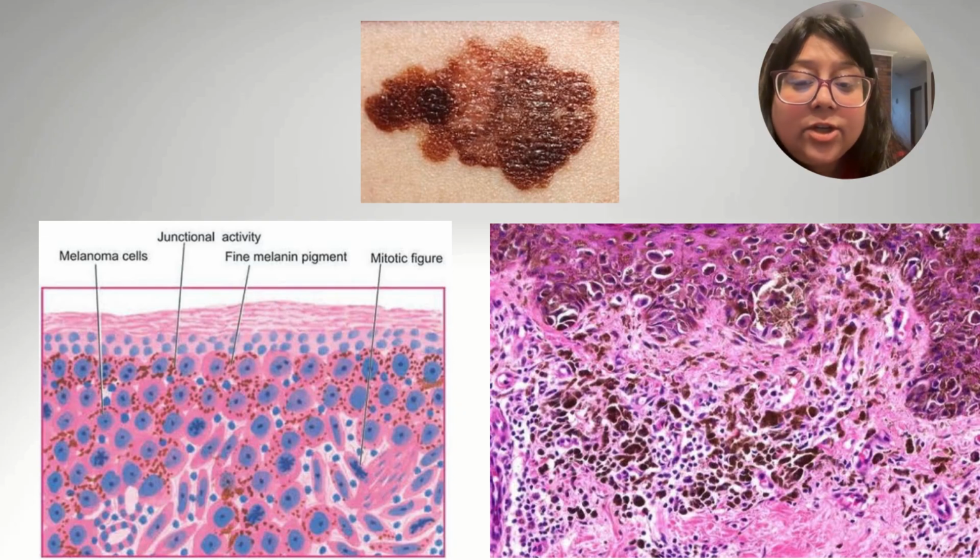Here you can appreciate the gross and macroscopic image of the malignant melanoma. As I have told you while telling you about the ABCDE in the clinical features of malignant melanoma, its asymmetrical, irregular borders are quite evident here with darkish brown pigmentation. It can change shape and size. And in a histological picture, you can see there are melanoma cells within the dermis and fine melanin pigment within those melanocytes. Mitotic figures are also quite evident.